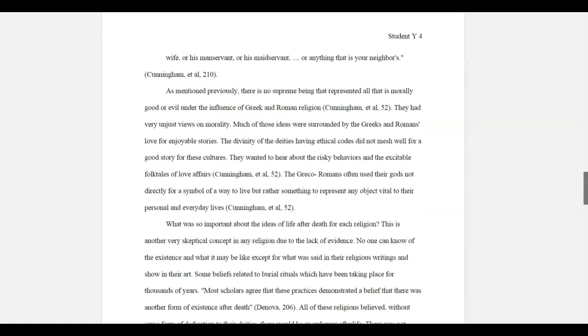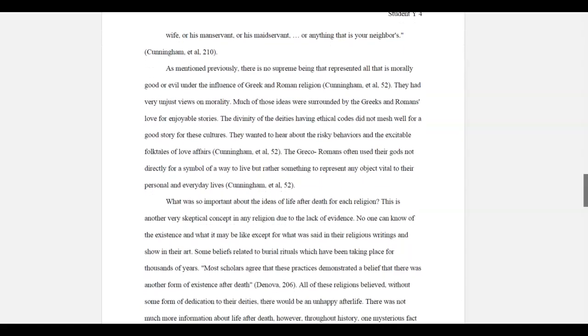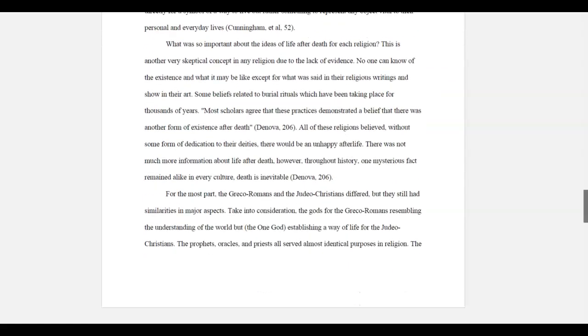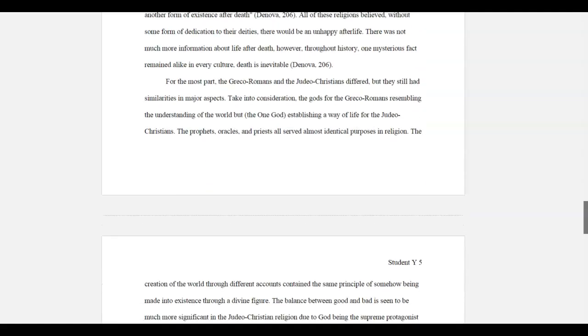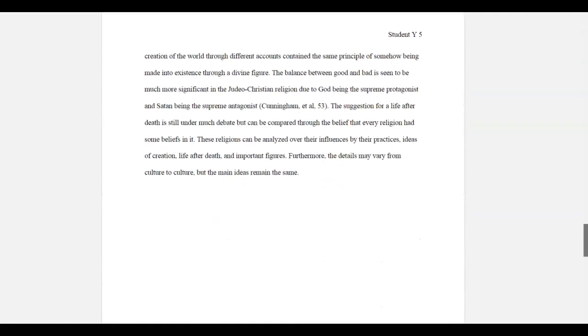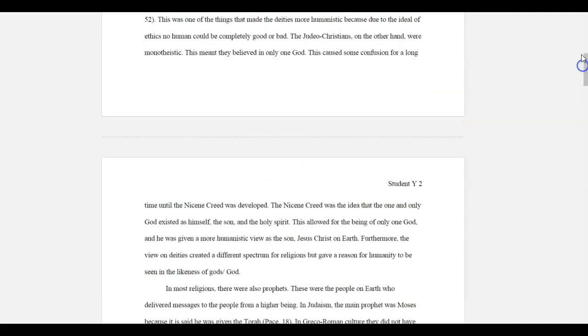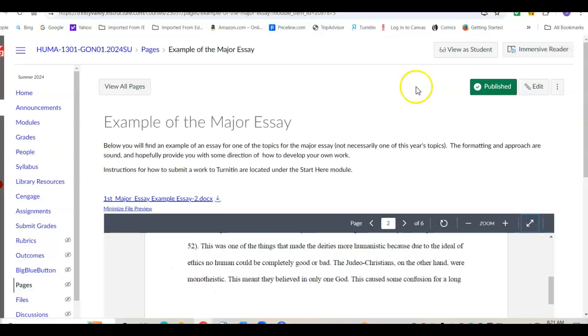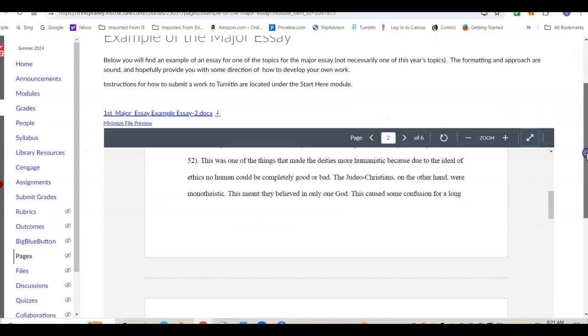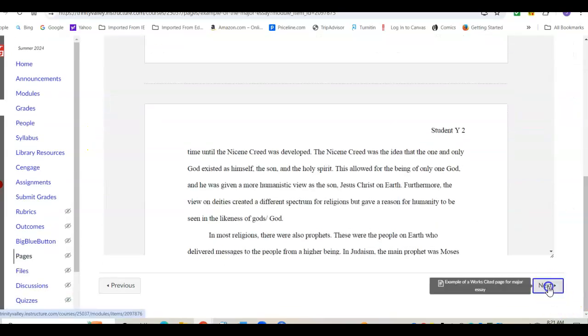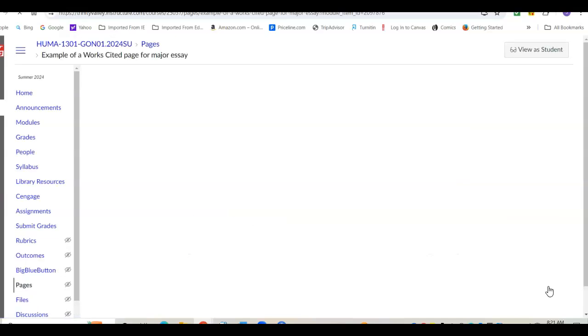So again, this is not a perfect essay, but it gives you an idea how yours can look. Again, you'll see the development, you'll see more details taken from the articles and from the textbook. So you want to make sure that you're drawing information from that and citing it when you use it. Again, sample works cited page, I showed you the one for this one.